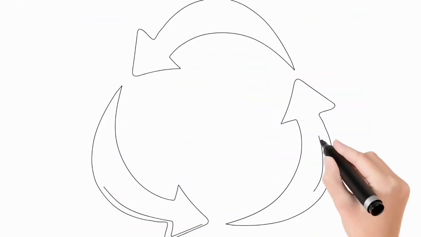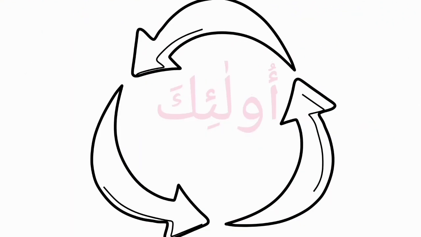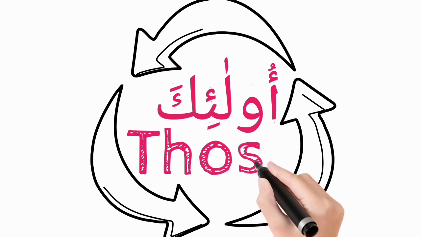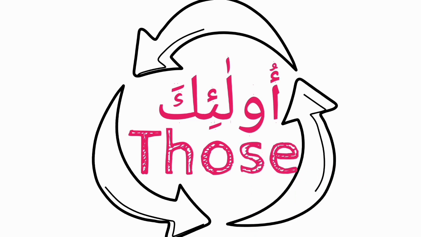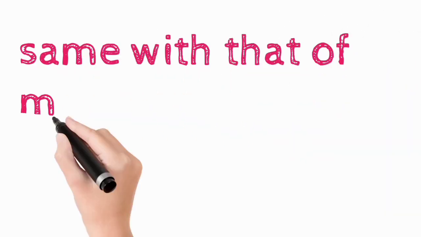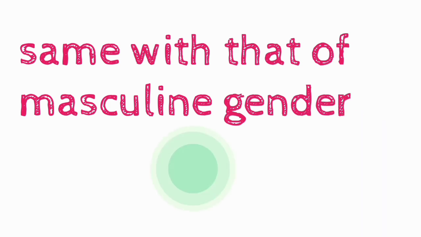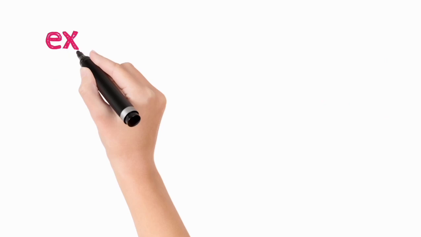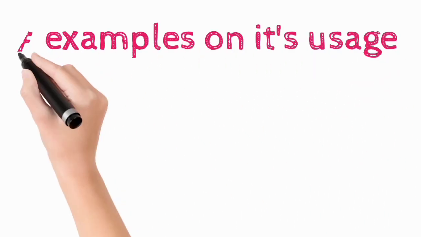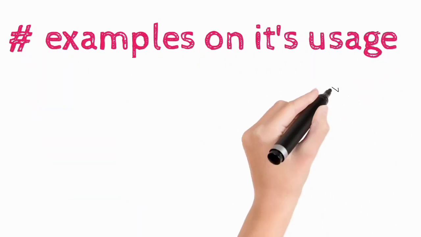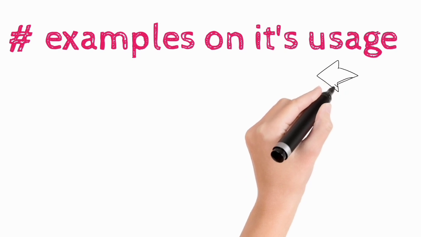The plural form for tilka is ulaika. Here you get to find out that both the masculine and the feminine gender share the same plural form for pointing to things also. So one unique thing about this ulaika is that it is only used for things that are sensible, you don't make use of it for things that are insensible.